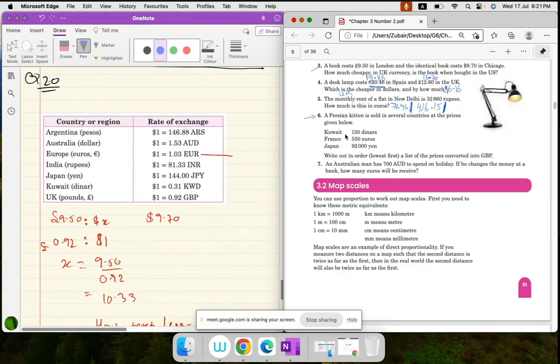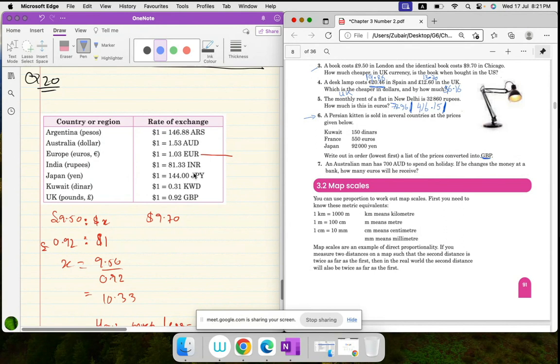Okay, a Persian kitten is sold in several countries at prices given below. In Kuwait, 150 dinar, France, 550 euros, and in Japan, 92,000 yen. Write out in order the lowest first and list prices converted into GBP, Great British pound.